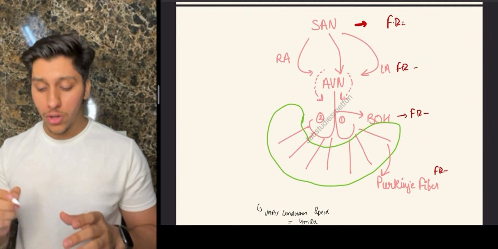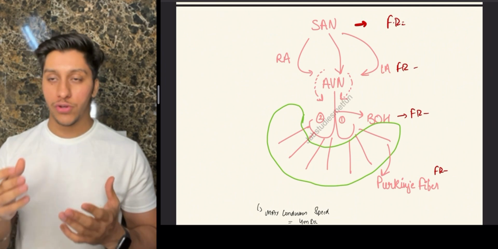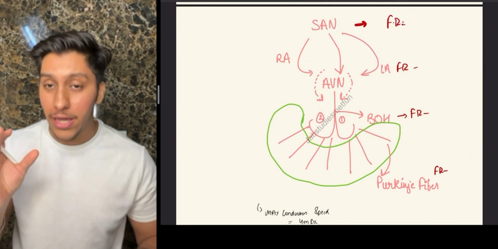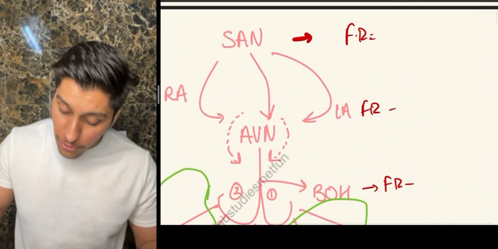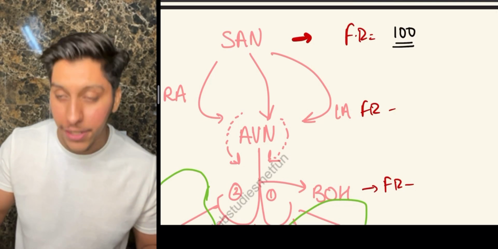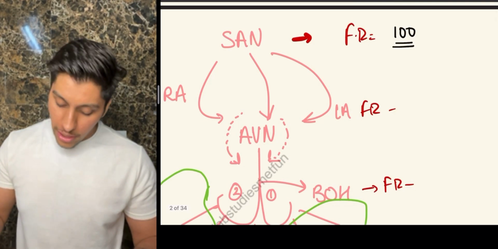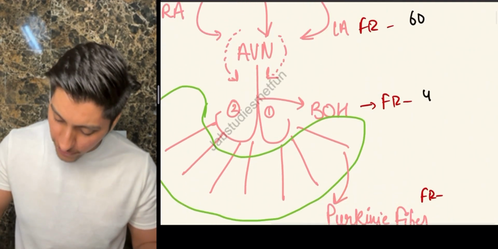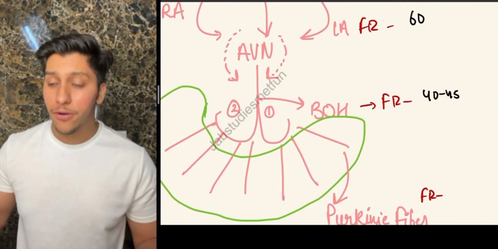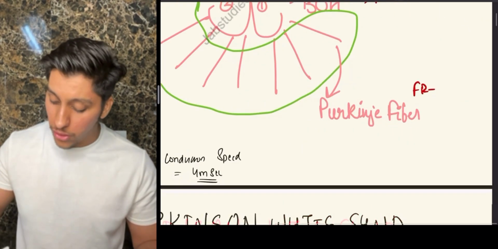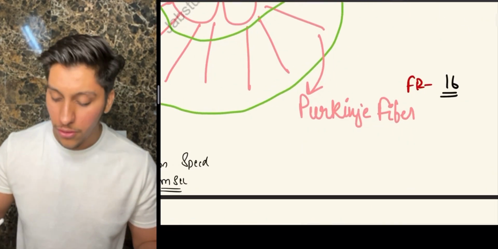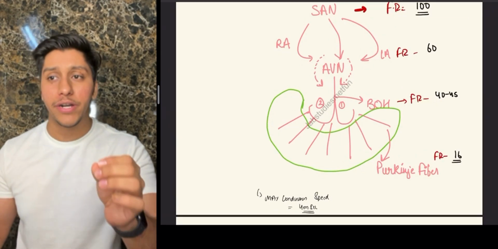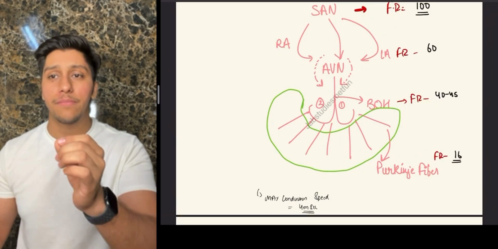Next, guys, we need to know the firing rate of these impulses. Since you already know that our sinoatrial node is the main pacemaker of the heart. Why? Because it fires at the rate of around 100 beats per minute. AV node is around 60. Bundle of His around 40 to 45. And your Purkinje fibers are quite slow, around 16 on average. So remember, guys, SA node 100, AV node around 60, bundle of His 40 to 45, and Purkinje fibers around 16.